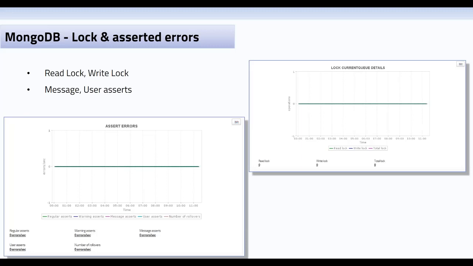These can be message assertions or user assertions, based upon internal server exceptions or upon any process or operation triggered by the user. So the types of asserts or assertion errors are captured here in this screenshot.